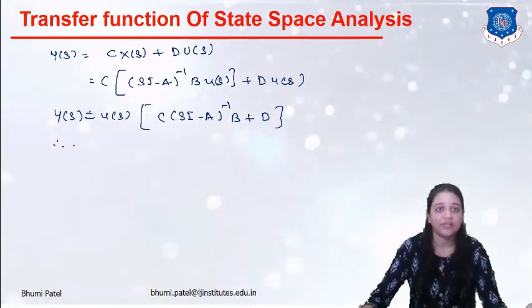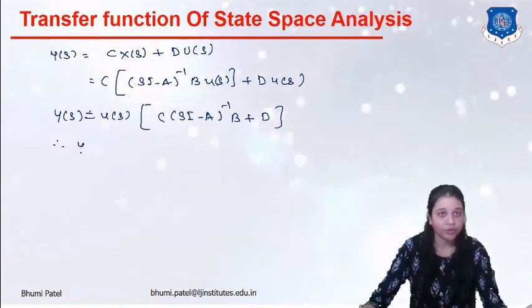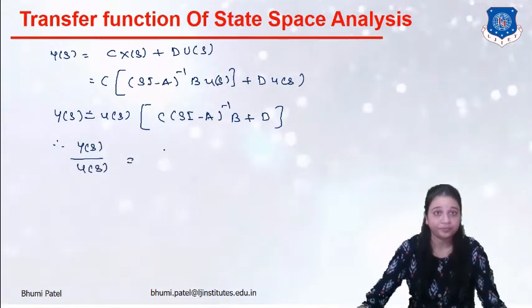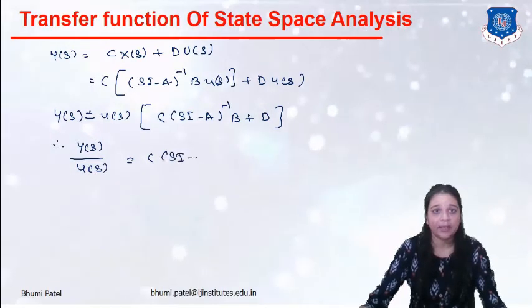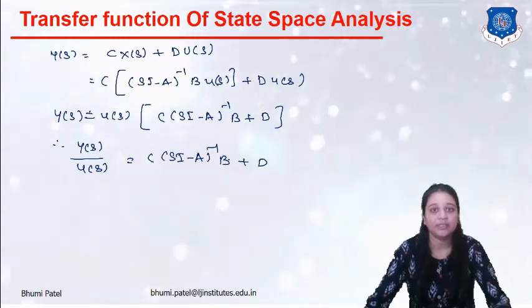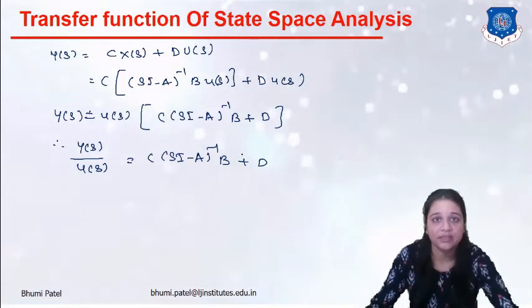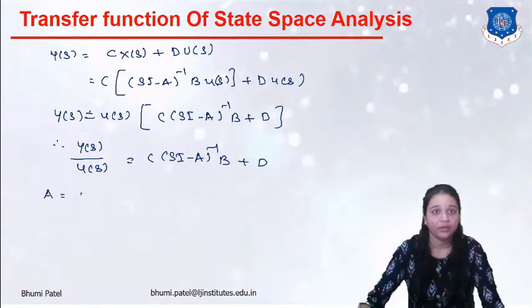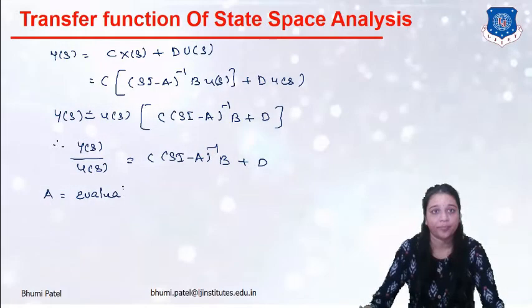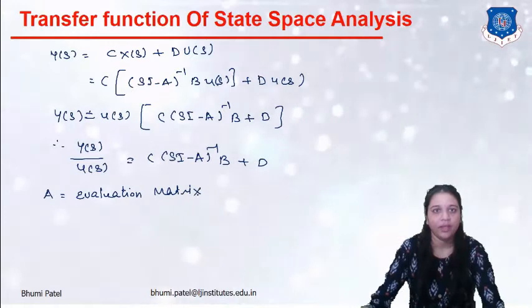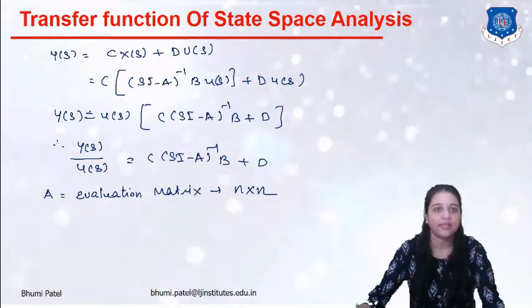The transfer function is nothing but output upon input. So Y of s upon U of s is equal to C (sI minus A) inverse into B plus D. This is my transfer function of the state space analysis, where A is the evolution matrix, and the values of the matrices we can find.